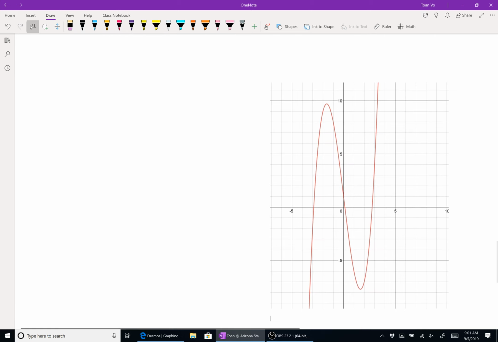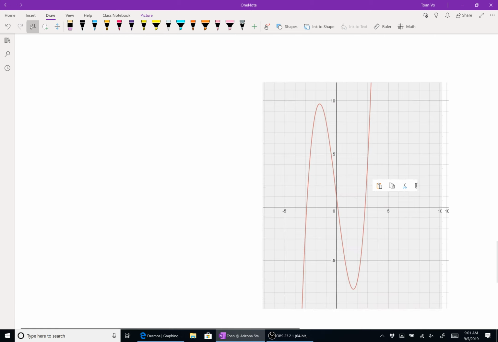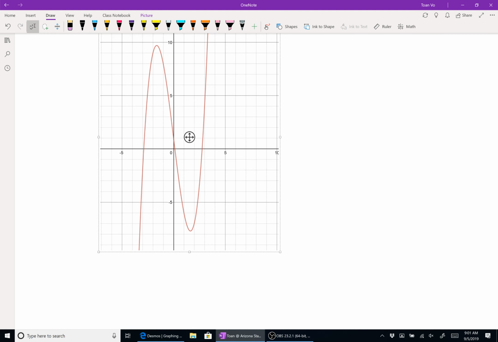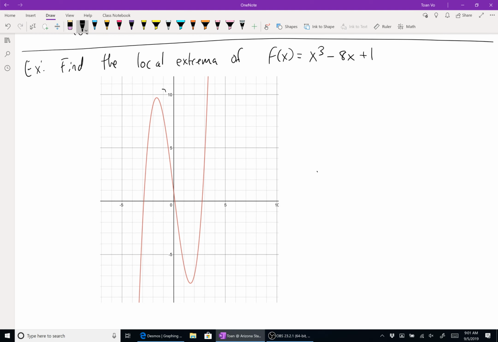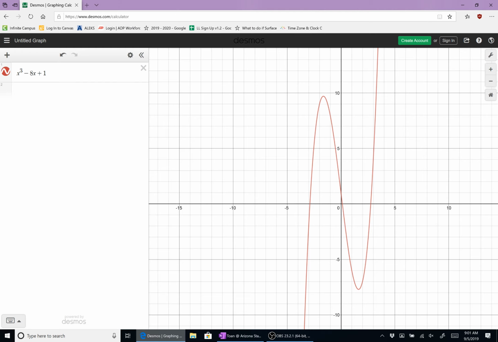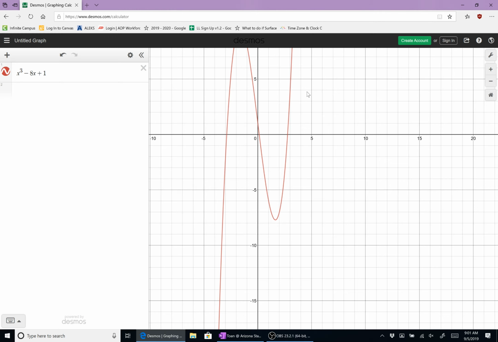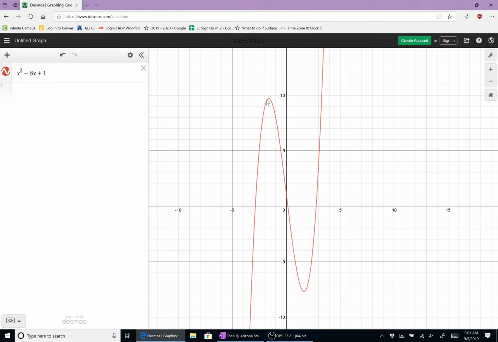Is the vertex, when you do negative b over 2a, the x value? Right here and right here, that's where the extrema are. So to find it in Desmos, it's as simple as just clicking on it. In Desmos, when you click on the graph, it will actually tell you what the point is. So I'll just take my mouse cursor and click on where I think the maximum is. There you go. I'll click on where the minimum is. There you go, and boom, there's your local extrema. Easy peasy.